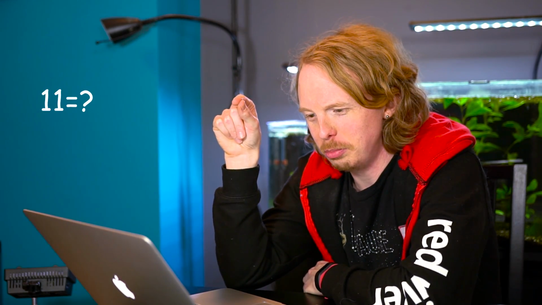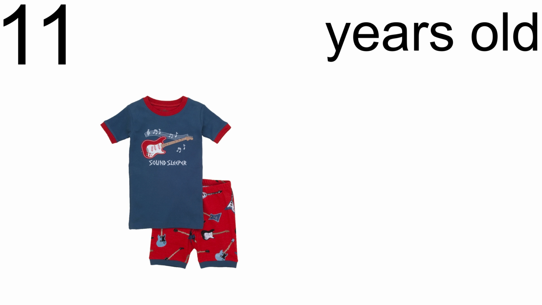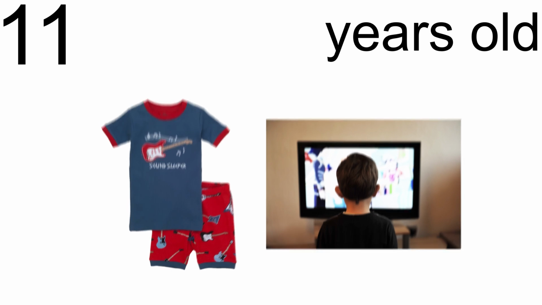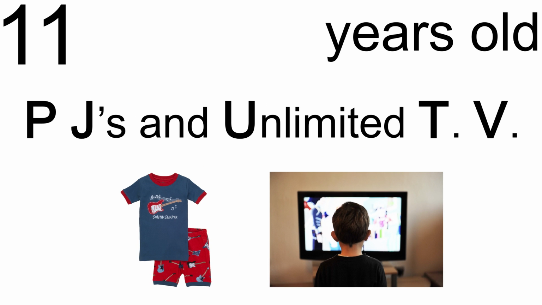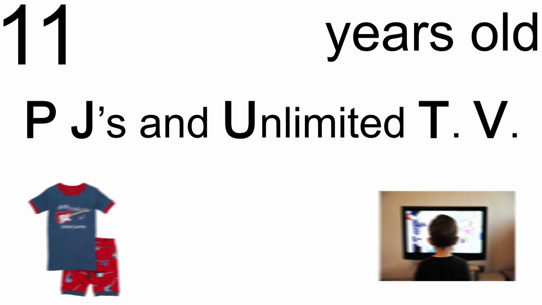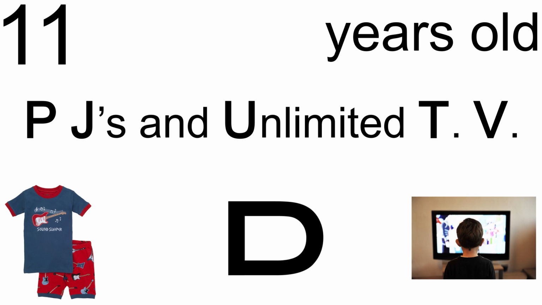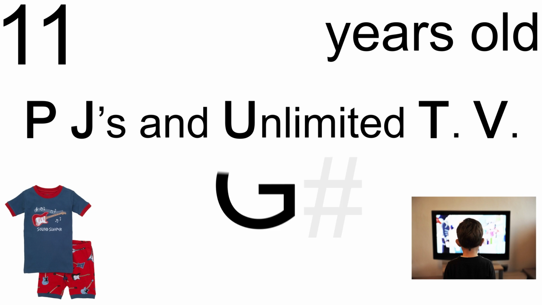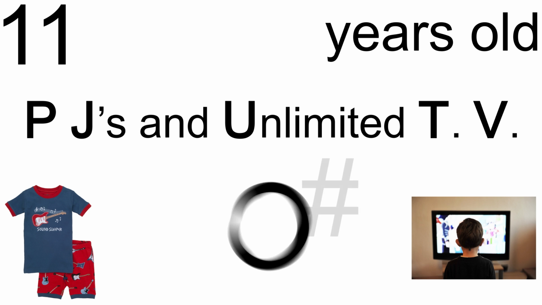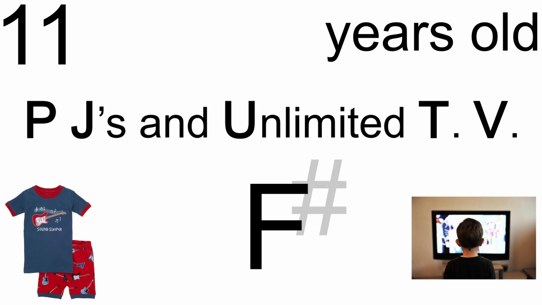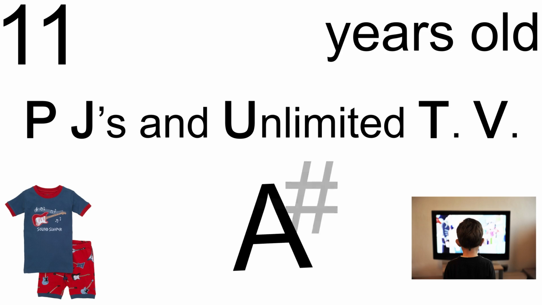goodbye Eddie. 11th fret, 11. It was toughest to find something to associate with a number 11 that had the letters PJ, UTV. So what I came up with was PJs, TV, sounds like something an 11-year-old might enjoy. So when you're 11, you like PJs and unlimited TV. PJ, UTV. PJs and unlimited TV. So, finally, think that phrase and say the notes. D sharp, G sharp, C sharp, F sharp, A sharp.